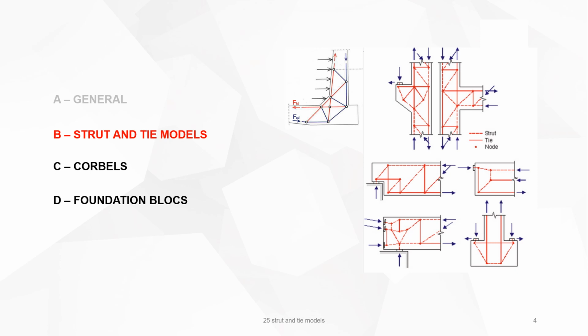A strut and tie model is typically used in retaining walls. It's used for double corbel beams. It is used for corbels and also for introducing the pre-stress into beams. There are a few examples where you have to use strut and tie models.